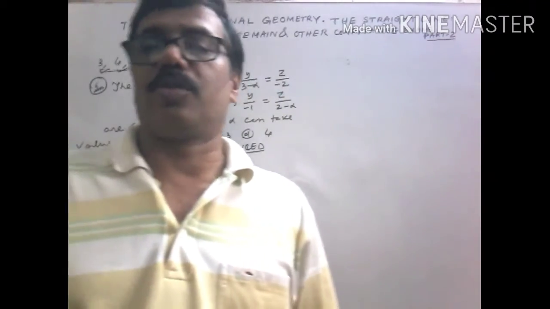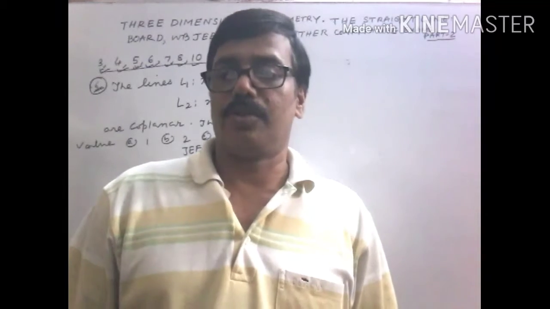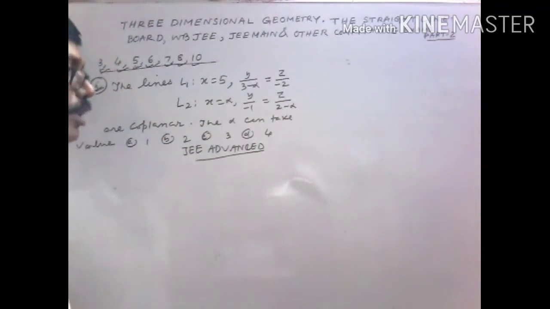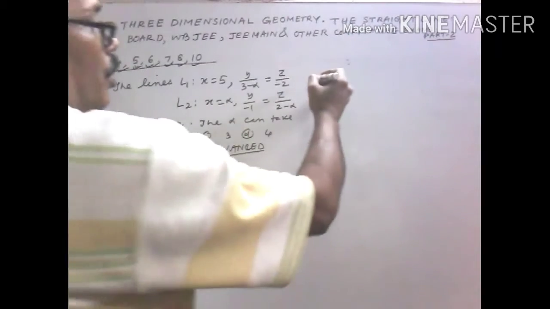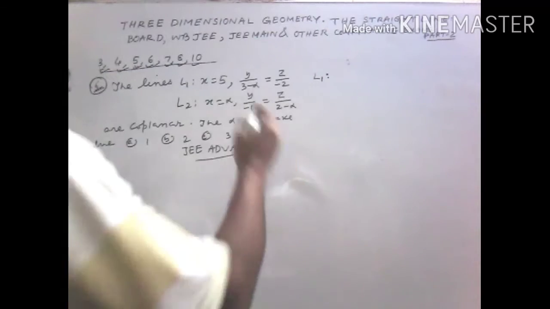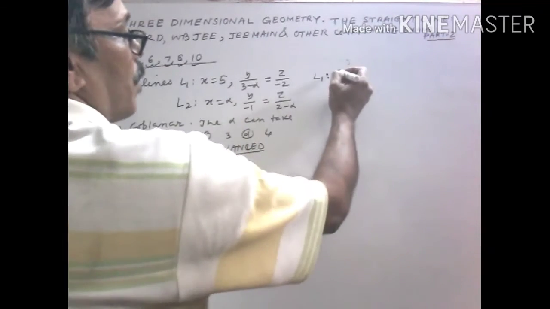So coplanar, that is shortest distance is 0. This is our working group. First we have to express the line in standard form. We have already discussed this type of problem, how to find standard form.